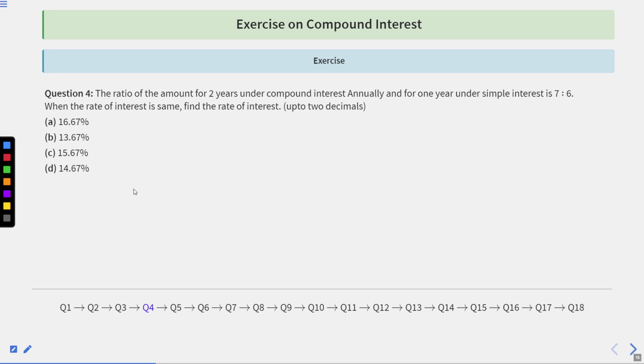Question number 4. The ratio of the amount for 2 years under compound interest annually and for 1 year under simple interest is 7:6. When the rate of interest is the same, find the rate of interest up to 2 decimal places.